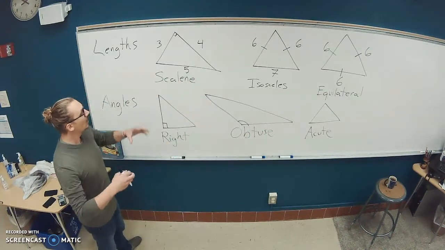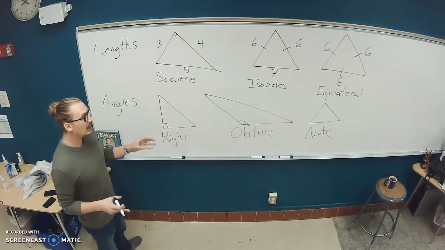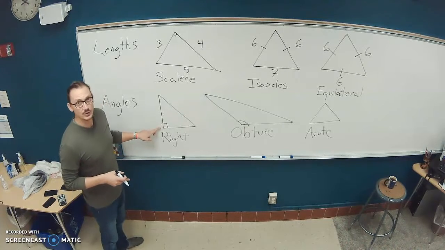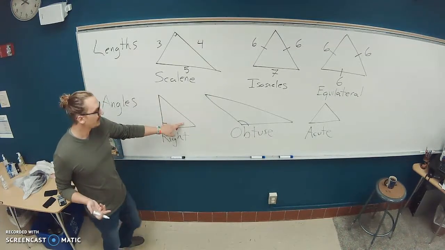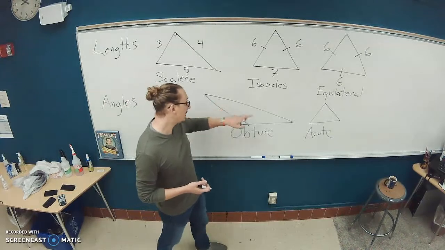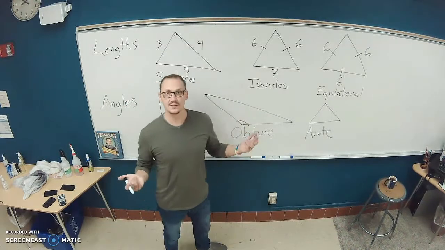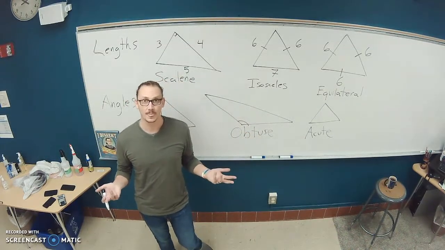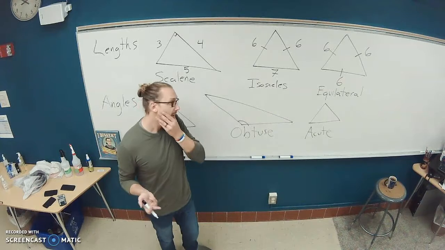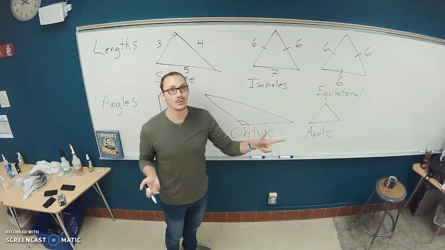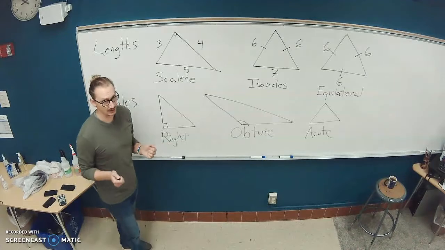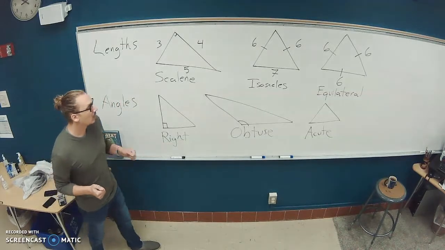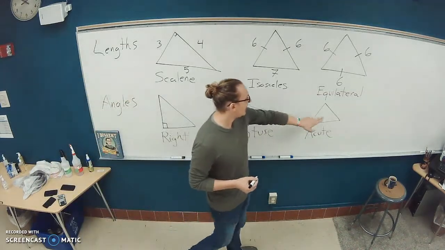Okay? So, looking at these two triangles, if I have a right angle, which is 90, these two have to be acute. Okay? If this is greater than 90, these two have to be acute. There just aren't enough degrees left over. So if you have one obtuse or one right angle, the other angles will be acute. Necessarily, they have to be.